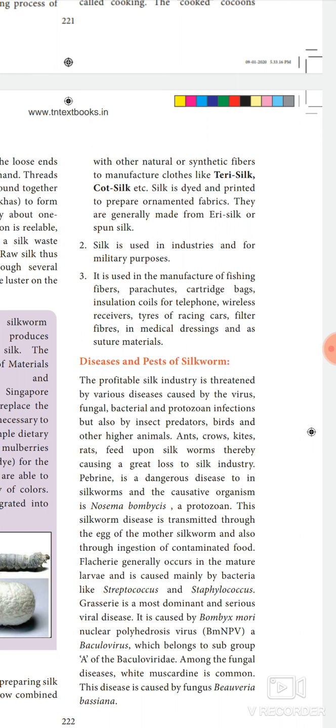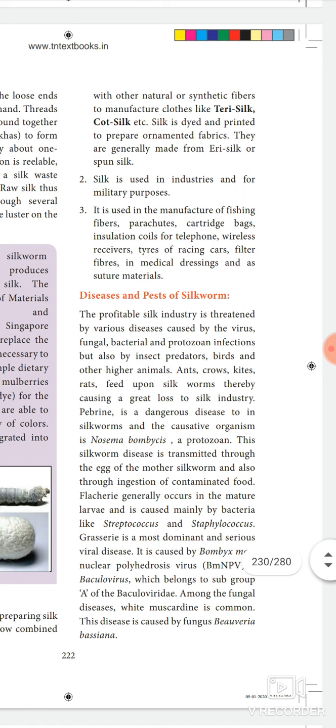Pebrine is a dangerous disease to silkworm and the causative organism is Nosema bombycis. Underline that it is a protozoan. This silkworm disease is transmitted through the egg of the mother silkworm and also through the ingestion of contaminated food.